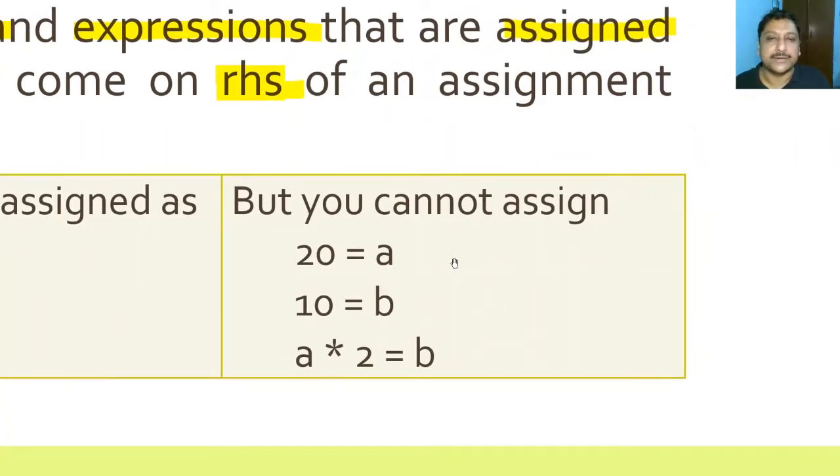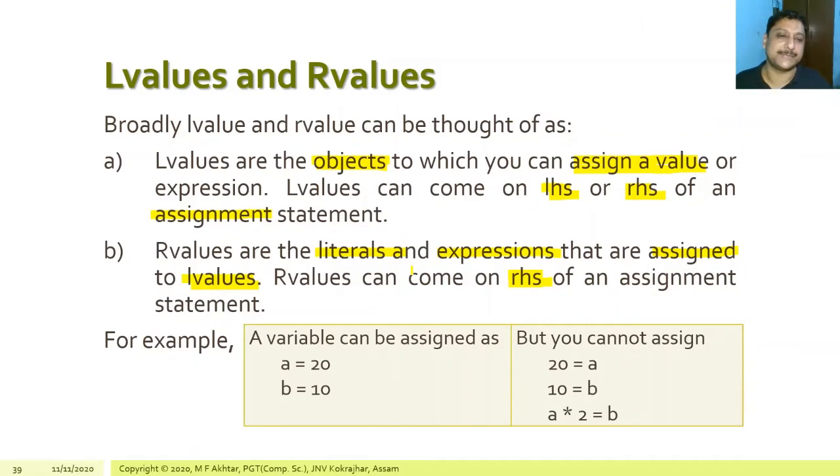Now you cannot mix up these things. 20 equals to A, 10 equals to B, you cannot do like this. If an L value comes to the right hand side, it is not possible. L value always comes to the left hand side, and L values are the objects or the variable names. Expressions or the literals always come to the right hand side.